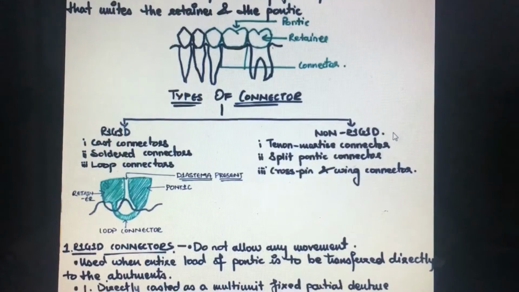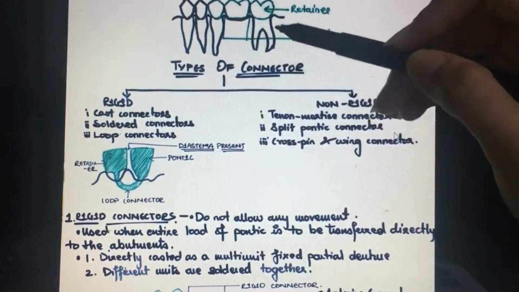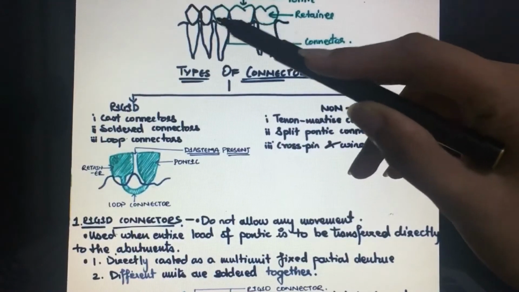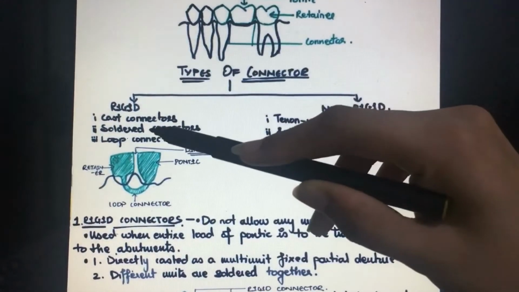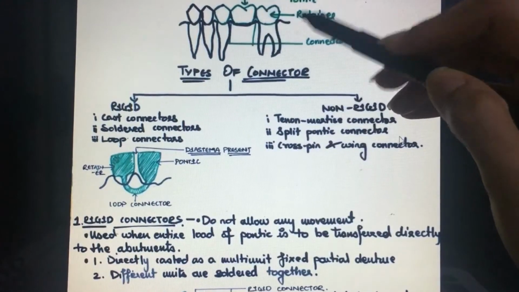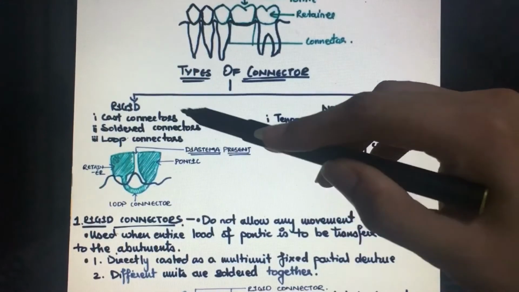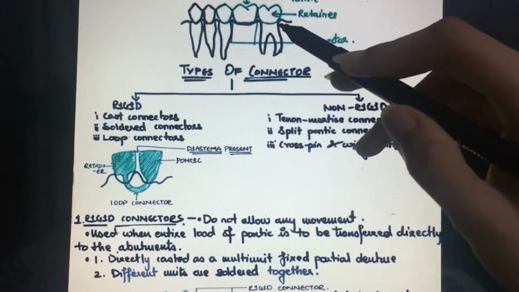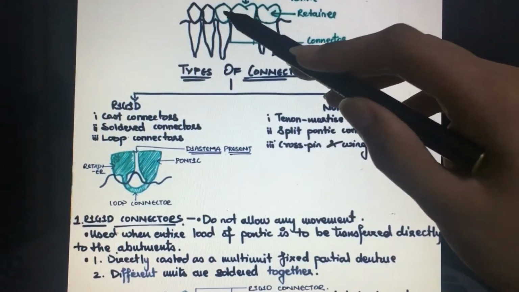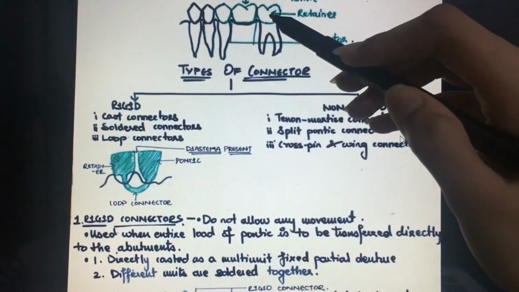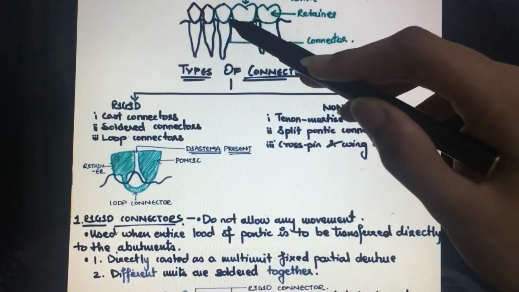A basic structure of bridge type of fixed partial denture is like this, and these units, multi-unit fixed partial denture, are either soldered or casted as a whole unit. If it is casted as a whole unit, it is called a cast connector, and if it is soldered, it means that these units are fabricated separately and then soldered after fabrication.